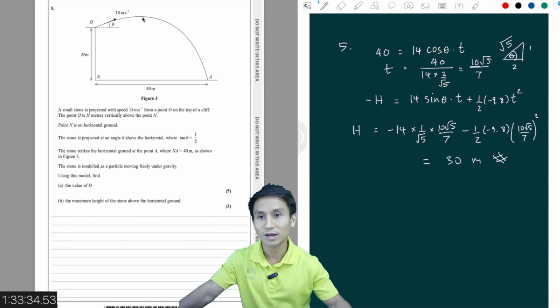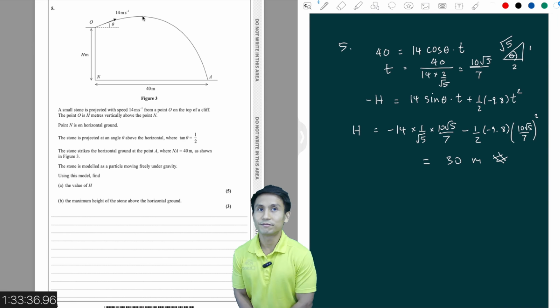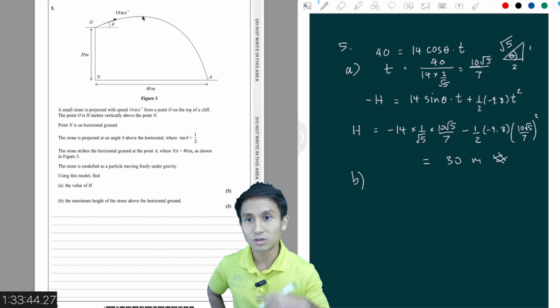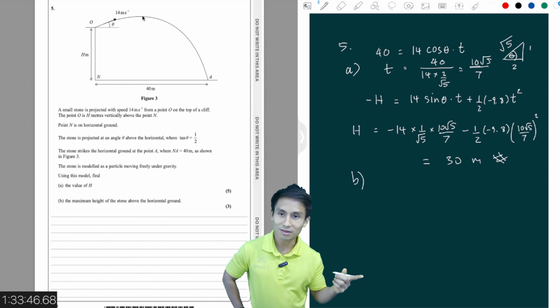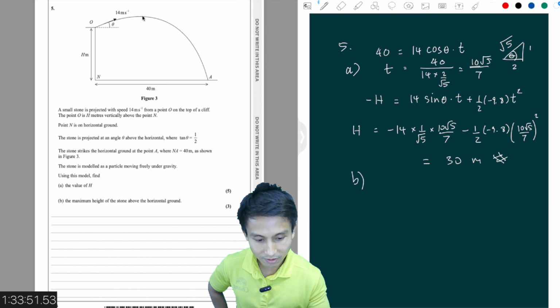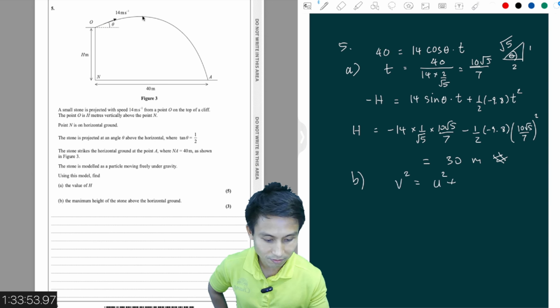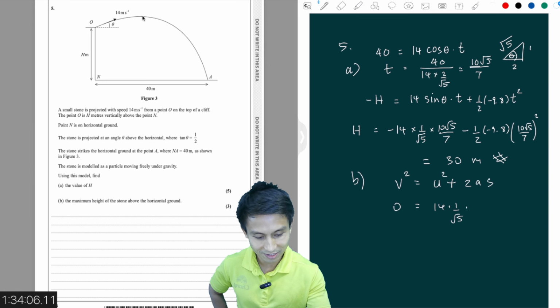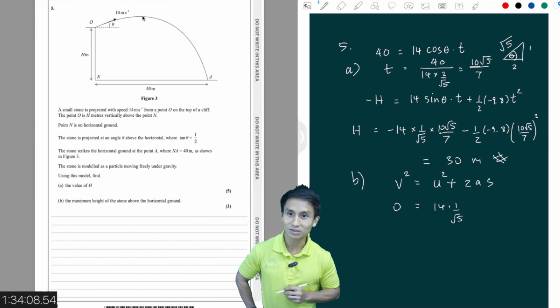Well, it's just around here, right? So we're going to have to do SUVAT again. That was part A. Part B, so V equals 0. U is 14 sine theta. And A is the same. So let's use V squared equals U squared plus 2AS. So V is 0. U is 14 sine theta, 1 over root 5 times 14. That's it.